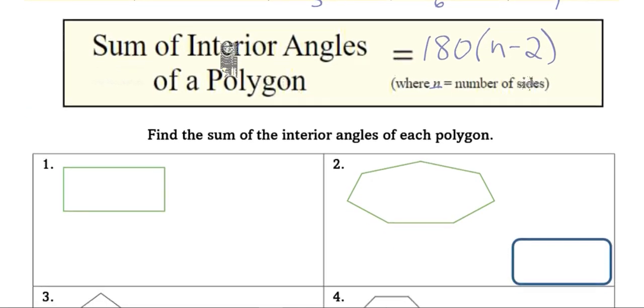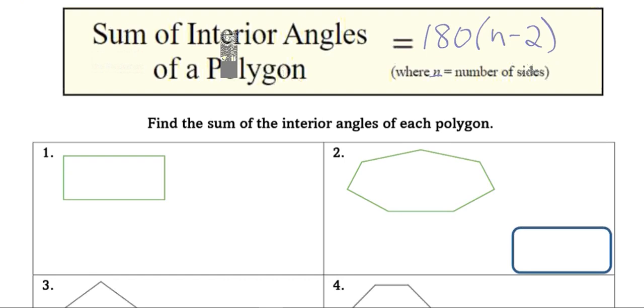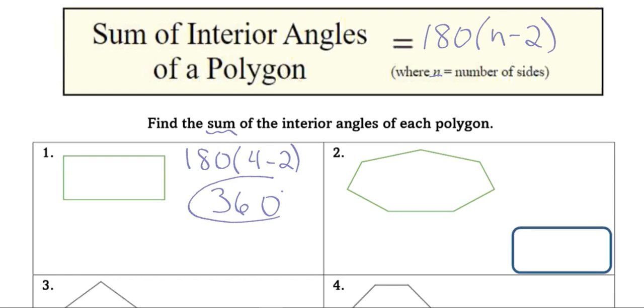So we're going to try a couple of these. Doesn't matter if it's a regular polygon or not. It can be a weird looking one, or it could be a rectangle. A rectangle is not a regular quadrilateral. A square is really a regular quadrilateral. So we have 4 sides. We do 180 times 4 minus 2 to find out that a quadrilateral or a rectangle, any 4-sided shape, has 360 degrees altogether with its interior angles.